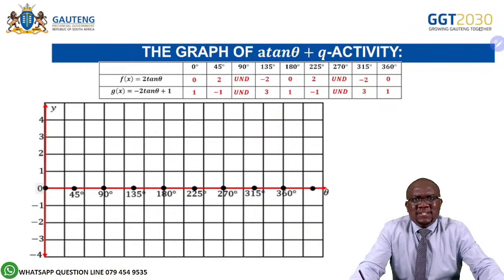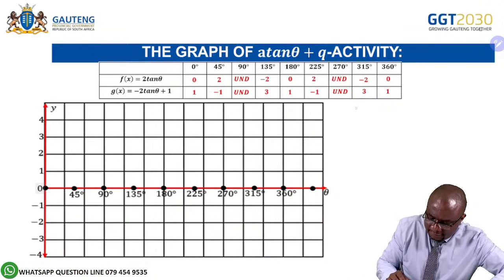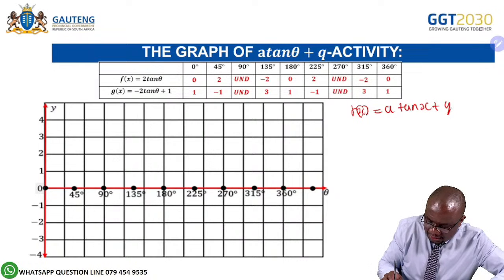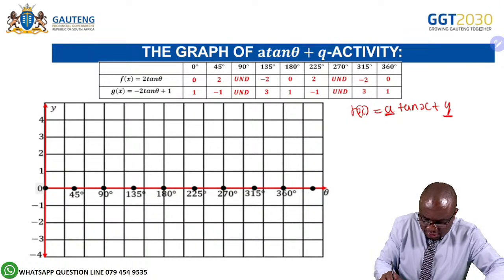Welcome back, grade 10s. We got a very good question from Palm Ridge Secondary School. Thank you very much for that question. It says, do the critical values change when the period changes? Okay, right. Let me just explain this and then we go back to the objectives for today's lesson. We said we're looking at the graph of the form f of x equals a tan x plus q. So we're looking at the parameters a and q.